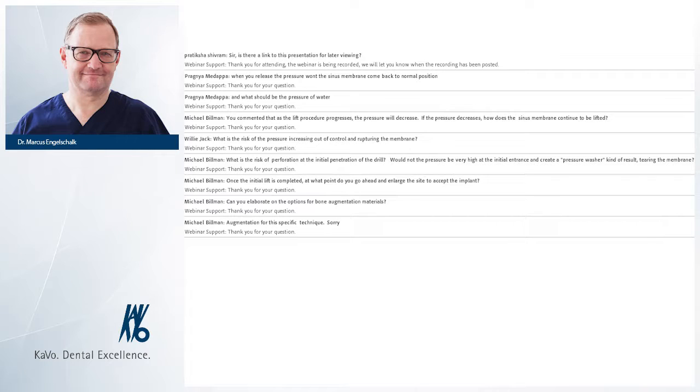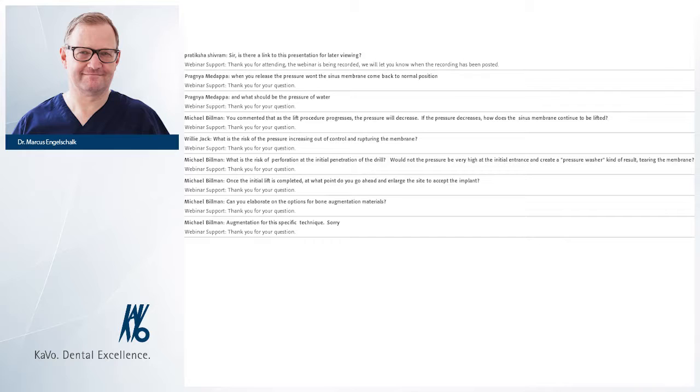When you release the pressure, won't the sinus membrane come back to the normal position? This is a very good question. I forgot to tell you something about this. Sure, if you bring in the water and you pump it back, the membrane will not really collapse, but it will come back to its old position.